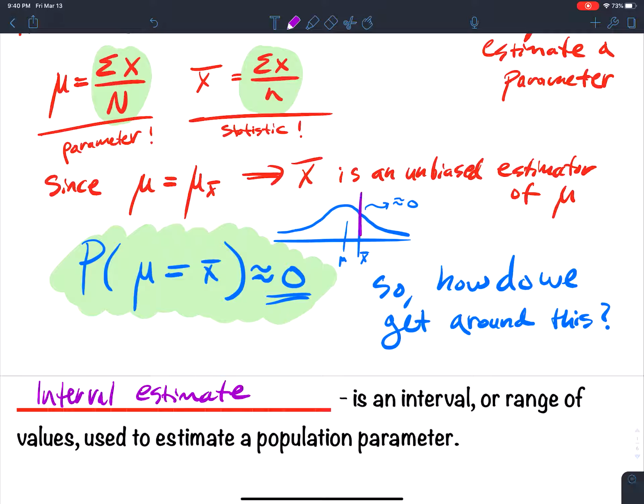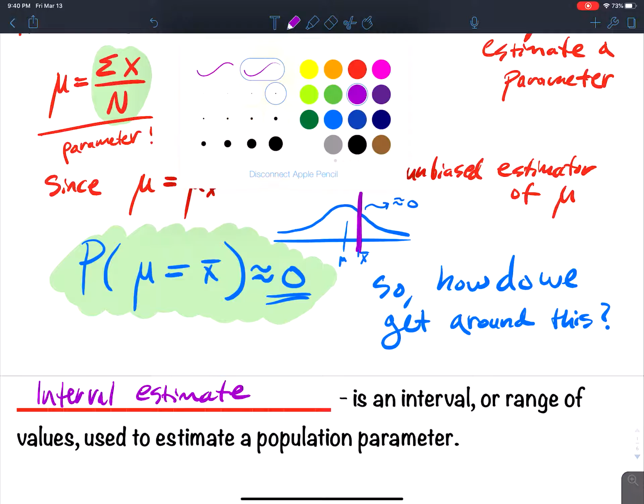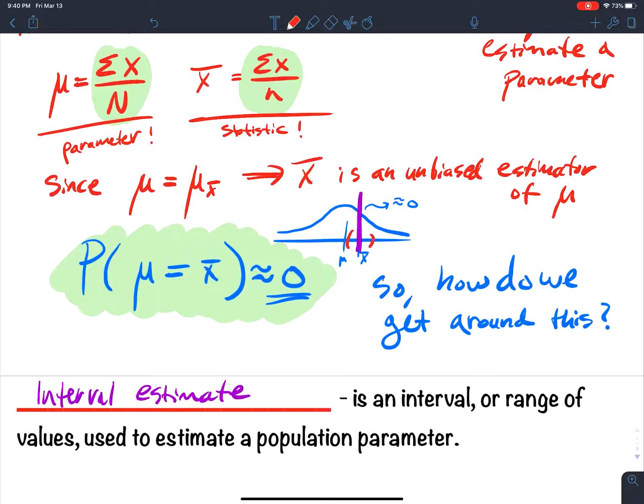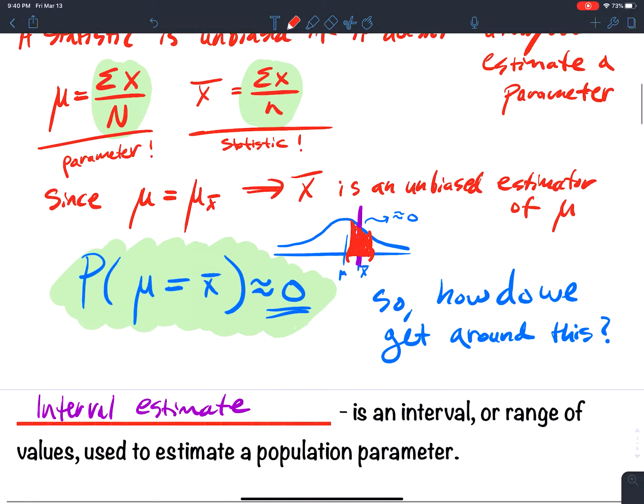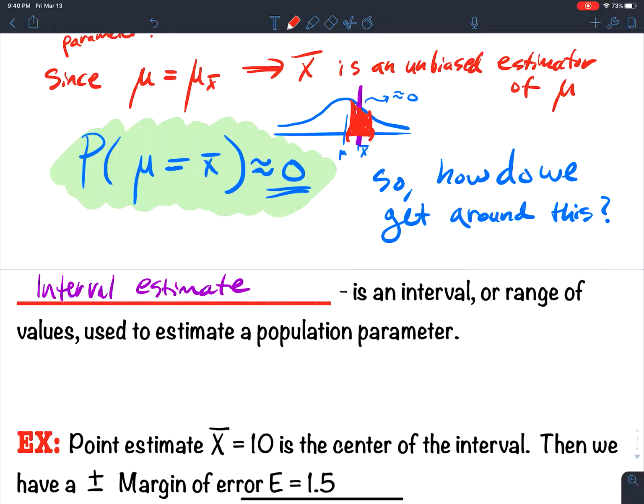Instead of doing a single point like we had here, we're going to do like we did with the continuity correction, and we're going to go out a little bit in each direction, and then we're going to get some area, and that's going to help us. It's exactly like doing an interval. Okay, so this is an interval or range of values used to estimate a population parameter. It's a lot better.